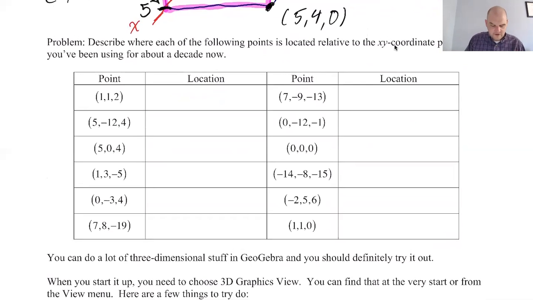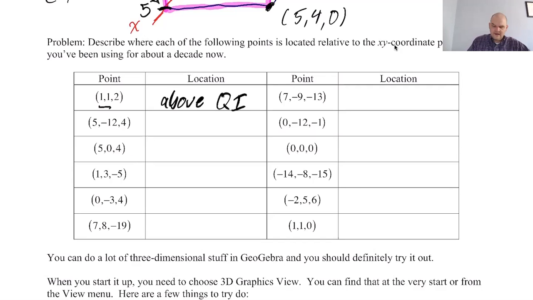So I look at this and I see the point 1, 1, which is quadrant 1. So you're in quadrant 1 of the XY plane. And then because Z is 2, you go up, right? So I'm going to say that we are above quadrant 1.